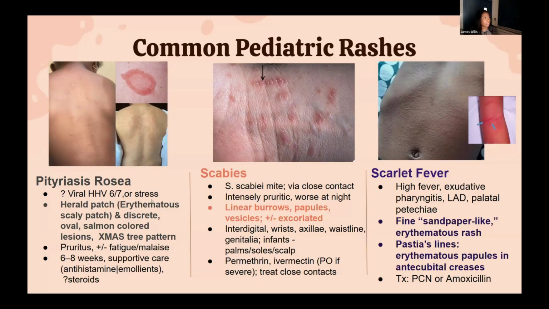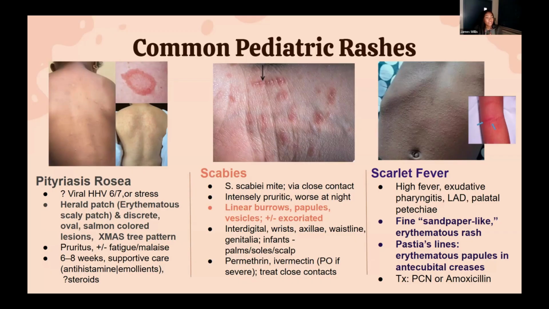So it's thought to be from a virus or even stress, so HHV6, 7 or stress. It's intensely pruritic, and it can be associated with some fatigue, malaise. This really lasts a long time, 6 to 8 weeks. But essentially it's just supportive care, giving them maybe Zyrtec to help with the itchiness, telling them to hydrate their skin. And there have been instances where people have tried to recommend steroids, but it's not first line or very needed in most cases.